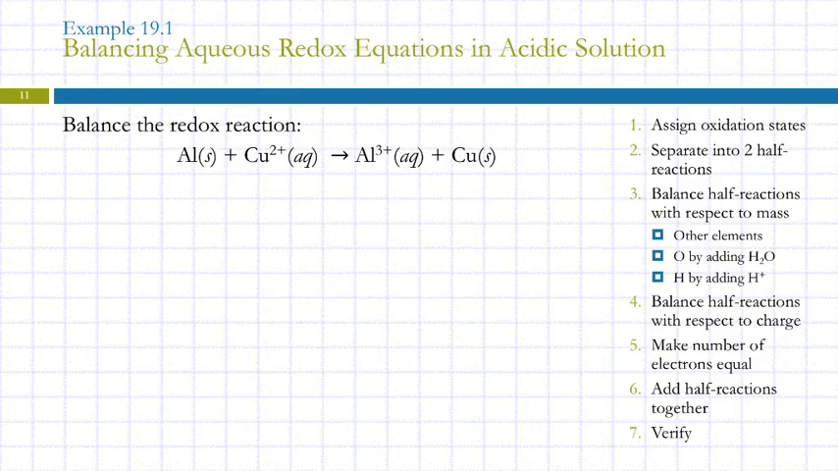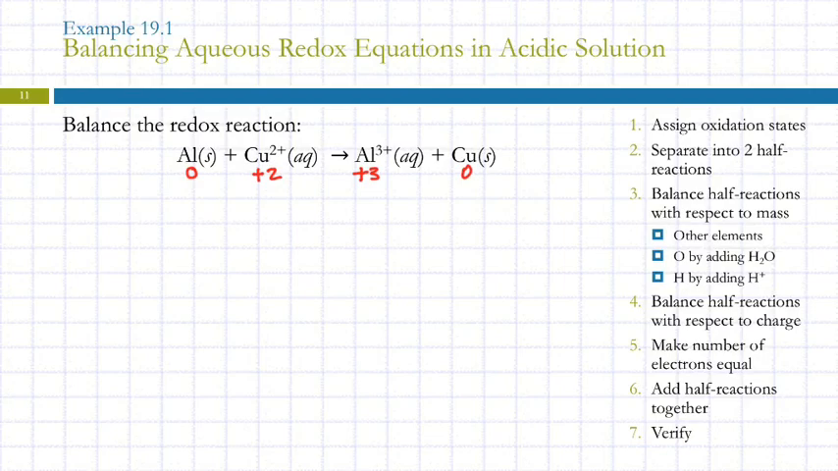So what's the oxidation state for aluminum there? We're starting with the reactants first. So this aluminum is 0, and the aluminum over here is +3. What about this copper ion? +2. And this over here, 0. So what's being oxidized? The aluminum is going up in oxidation state, and the copper ion is being reduced.